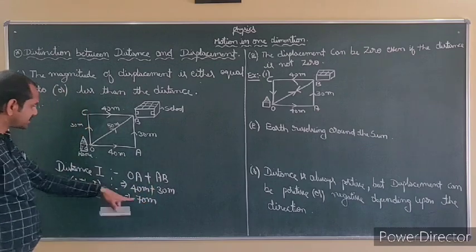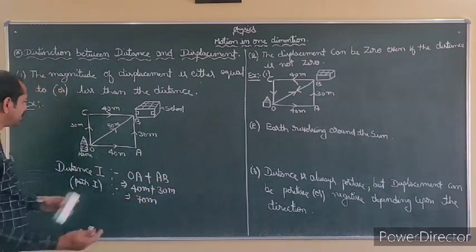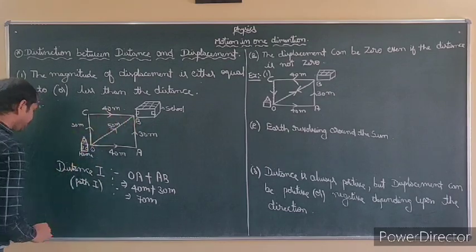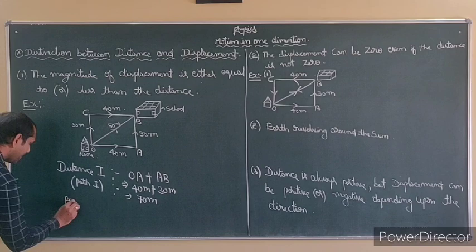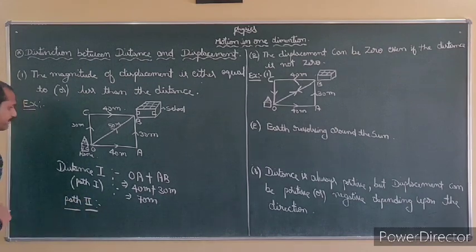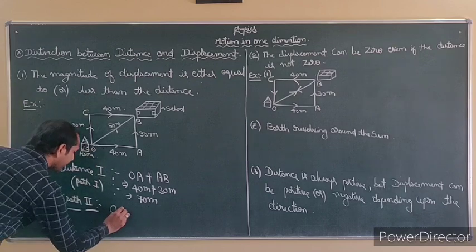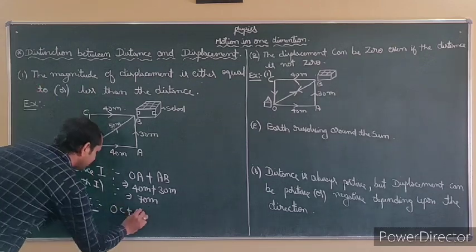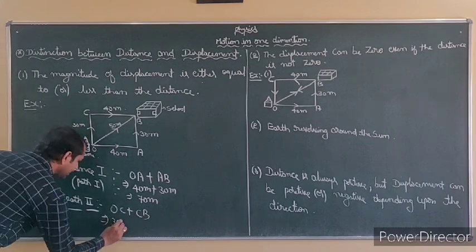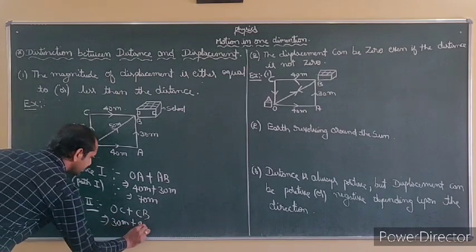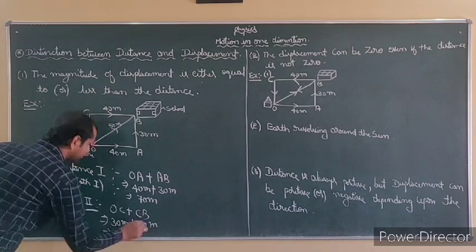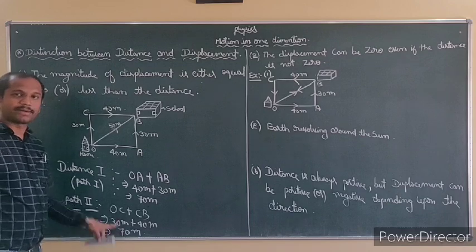This is one path, and the distance I got is 70 meter. Now I am traveling on the second path. That path is OC plus CB. Let me consider that to be path 2. Path 2 is OC plus CB. OC is 30 meter plus CB is 40 meter. Totally we got 70 meter. This is the distance I got from path 2.